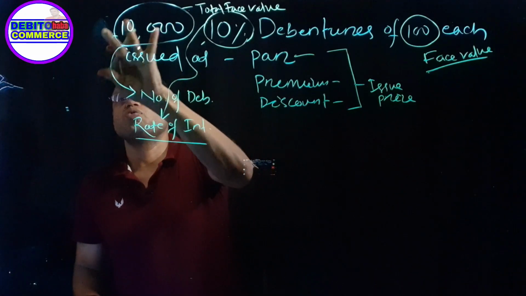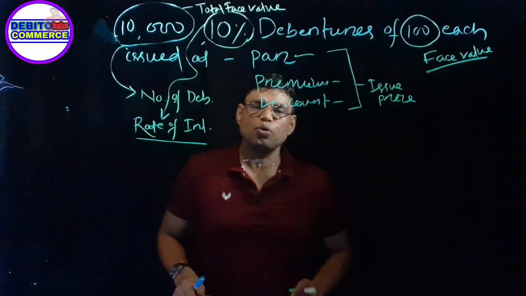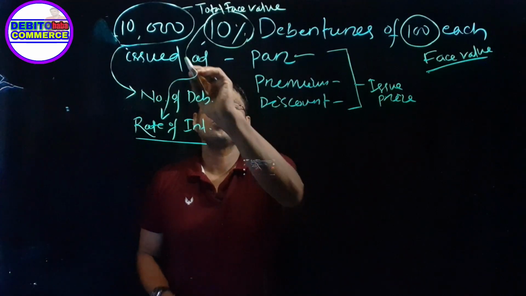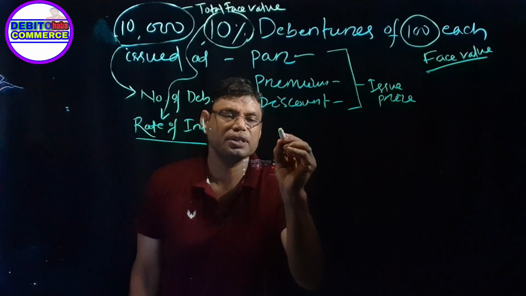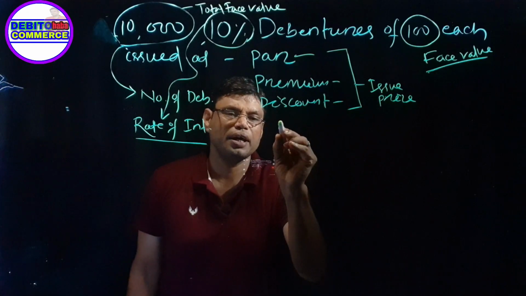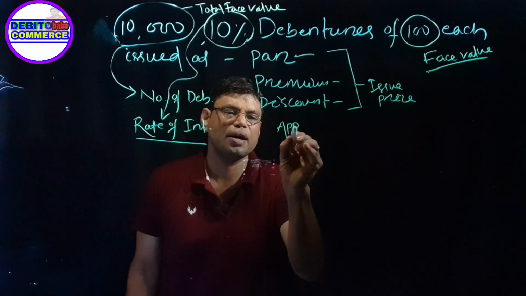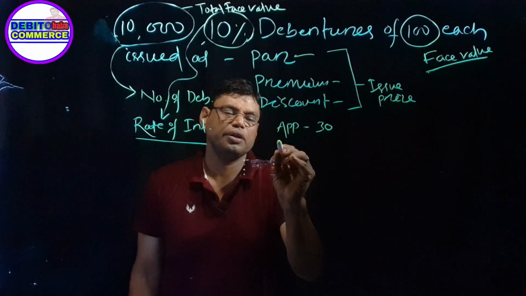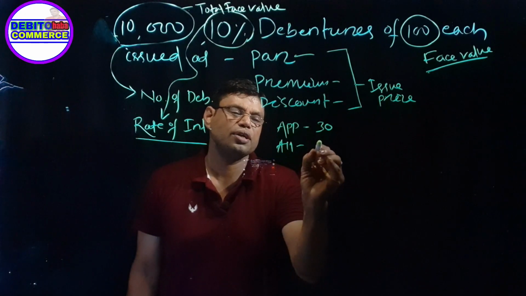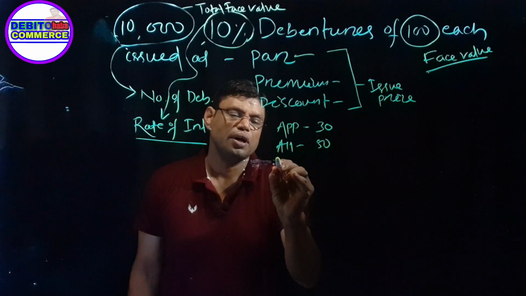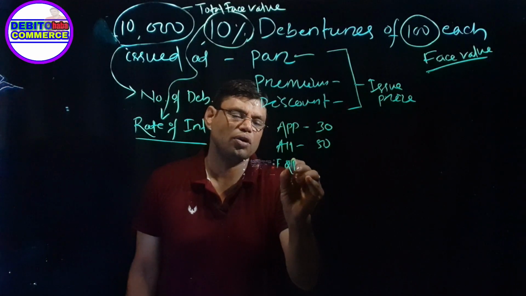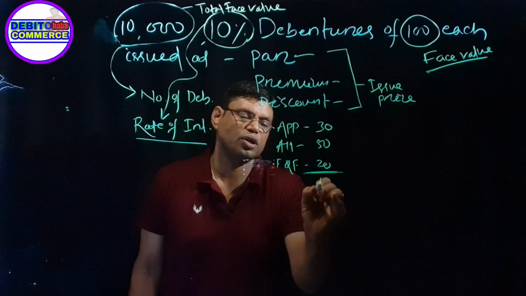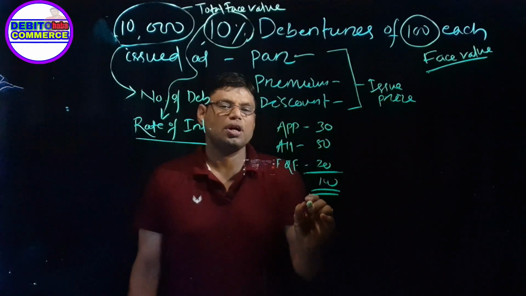Once again, just focus on the glass board. 10,000 debentures are there. The company is collecting, let us assume, 100 each. In the application they are collecting 30 rupees. In the allotment they are collecting, let us assume, 50 rupees. In the first and final call, they are collecting 20 rupees, and they are issuing at par.